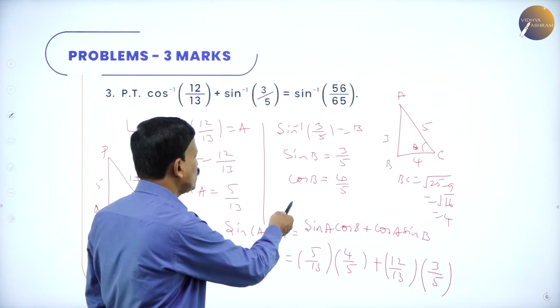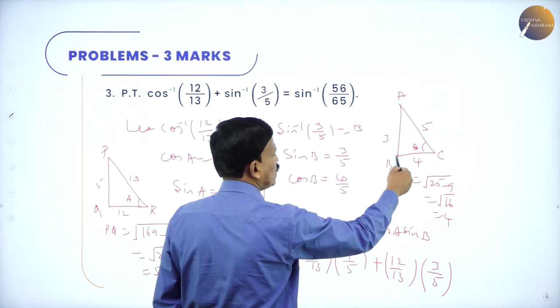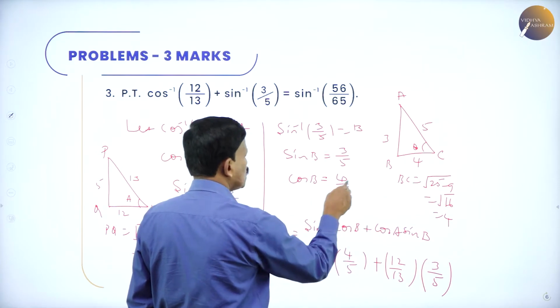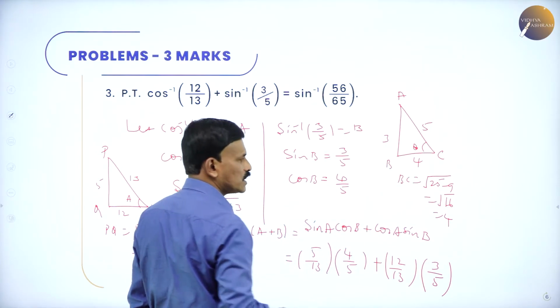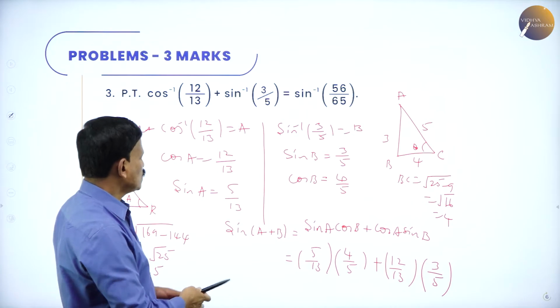Sin B is equal to 3 by 5. Substitute here 3 by 5, get the value of BC. It is 4. Cos B is equal to 4 by 5, adjacent by hypotenuse. So, substitute here.